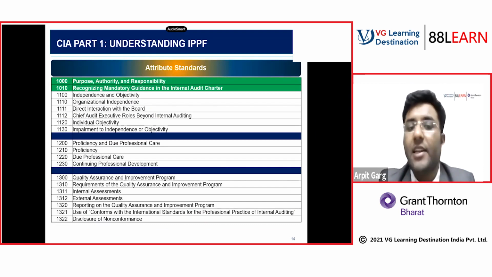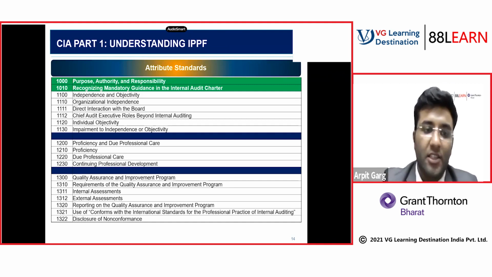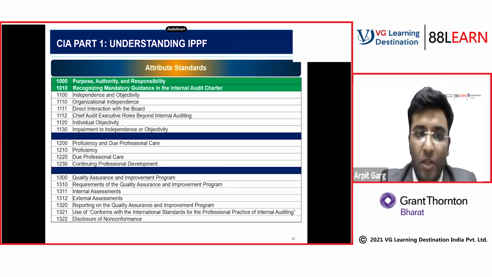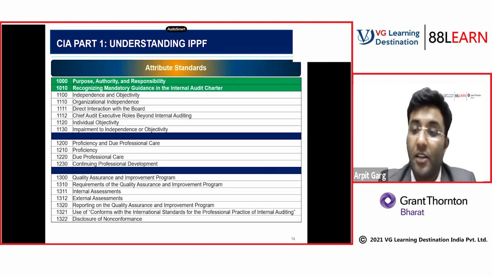This is the list of 19 attribute standards, which covers your purpose, authority, and responsibility as the 1000 series. Everything that is part of the attribute standards is the 1000 series, right? So we have purpose, authority, and responsibility. What is the purpose of the internal audit activity? Who gives us authority to perform the internal audit activity? What is our responsibility as internal auditors? This is something that we are going to learn. In fact, this is something that we'll be covering today also.